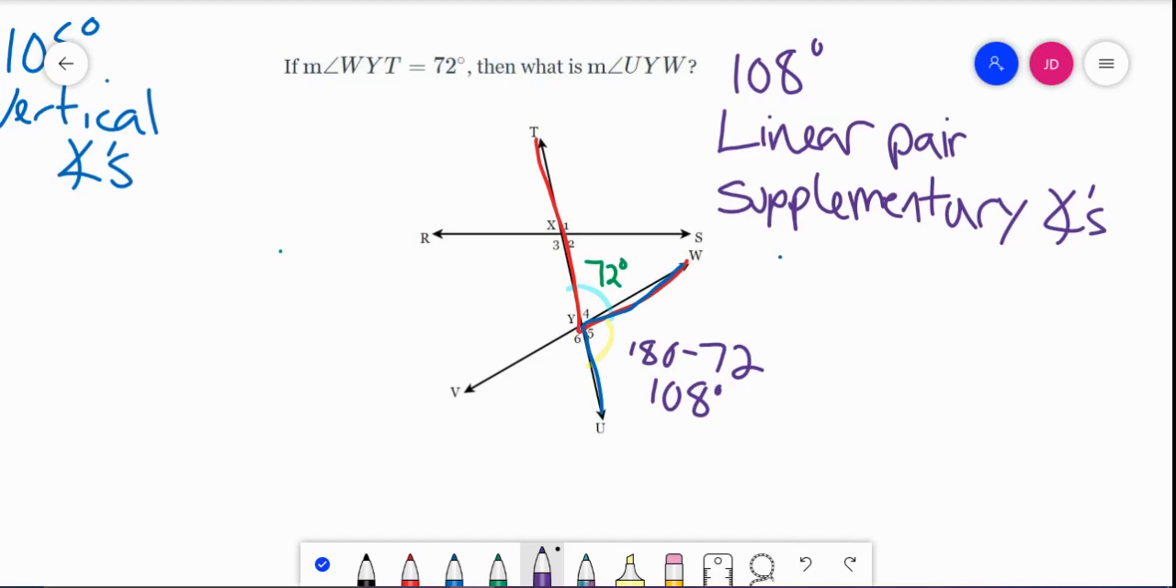Okay, so labeling these diagrams is important. Being able to trace along with the order of the letters so that you can see what is the angle and what's not the angle is important. And also knowing the terminology like vertical angles, linear pairs, supplementary angles. Those are all important in doing these diagrams.